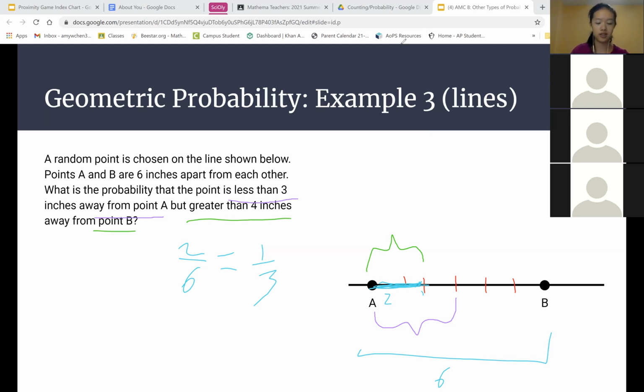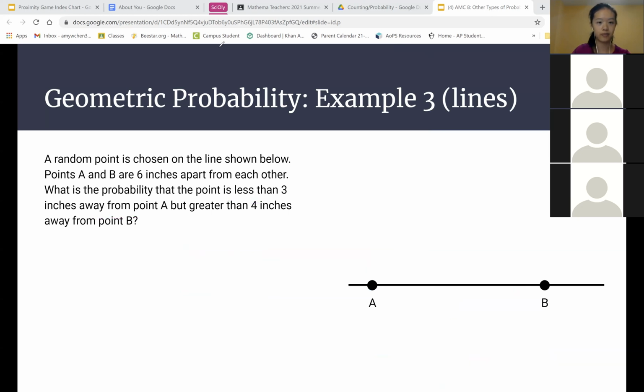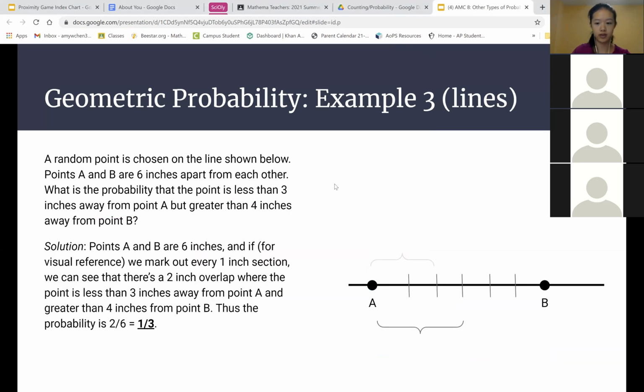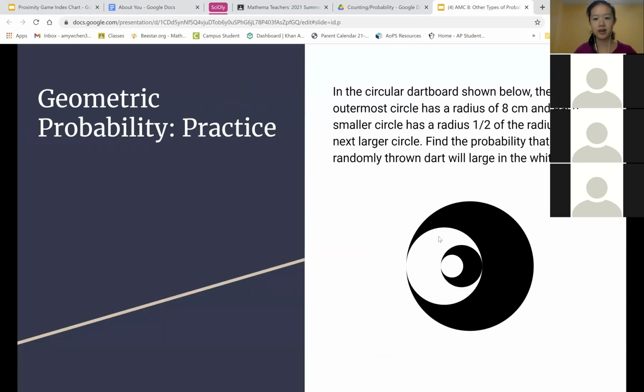If not, ask some questions. Okay. Yeah, this is the same diagram. I just did it on Google Slides. All right, we're gonna do some more practice problems.